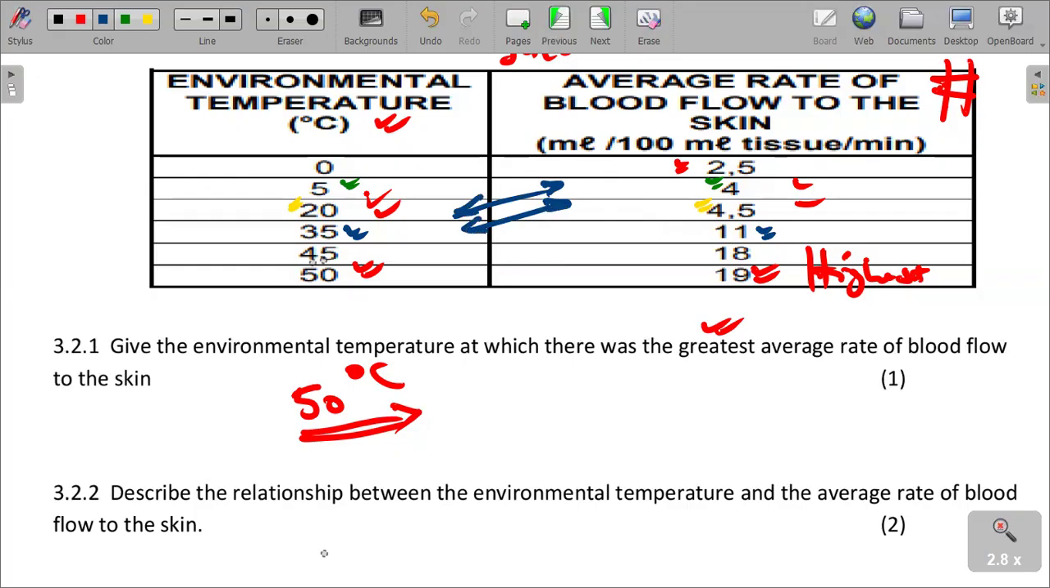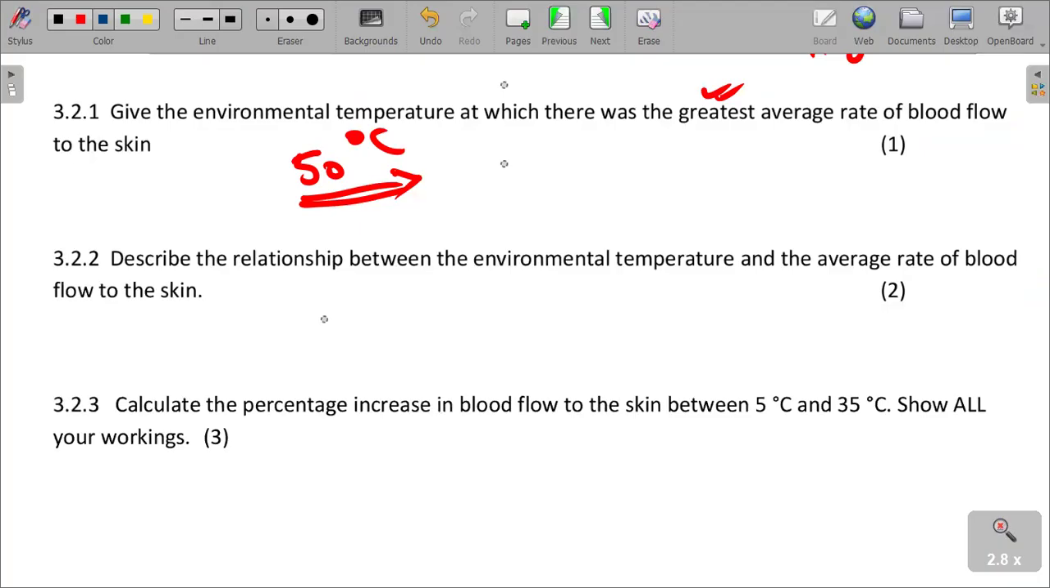They are increasing both. When temperature increases, the flow of blood to the skin increases also. So the relationship that we need to talk about there is basically to identify that as temperature increases, the average rate of blood to the skin increases as well.